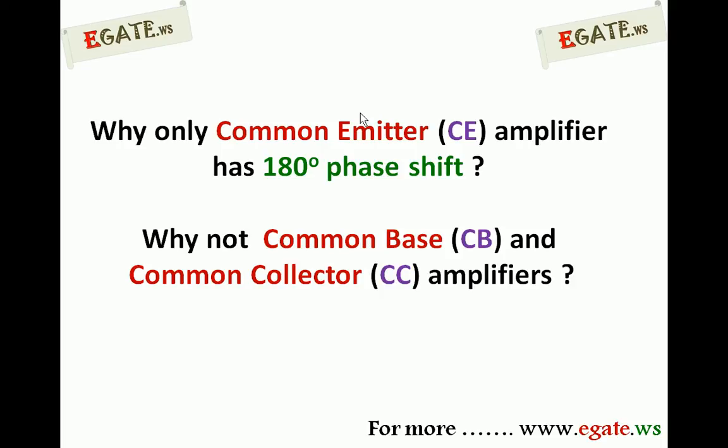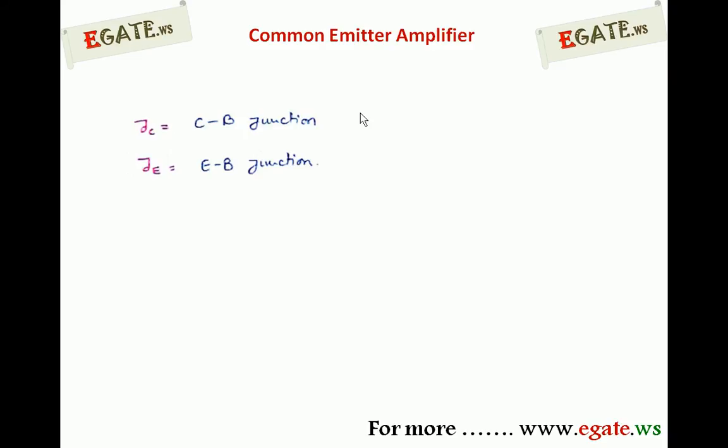That is, the output is 180 degrees out of phase with respect to the input, but not in the common base and common collector, where the output and input are in phase. Why is it so? This is the topic of discussion today. So we will consider the common emitter amplifier first. Later we'll go for the common base and common collector.